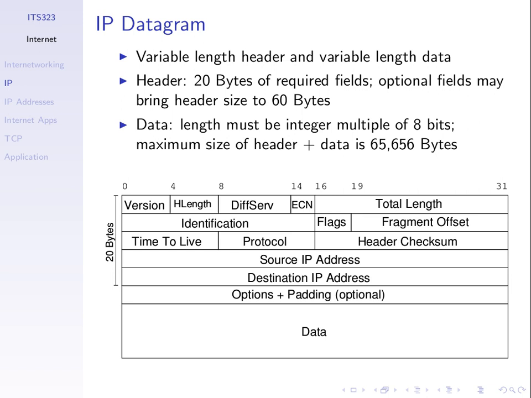Header checksum is used for error detection across the header only. So if we transmit this datagram and there's an error in the link such that the router receives a header that fails the error detection, fails the checksum, then that router may discard the datagram. So it's used for error detection just of the header, not of the data.